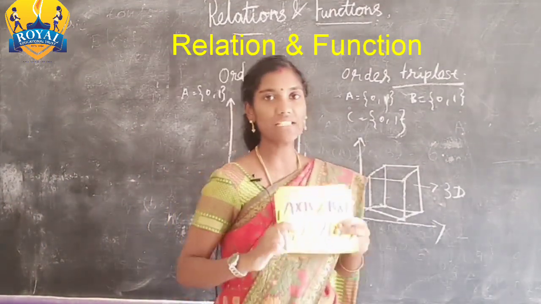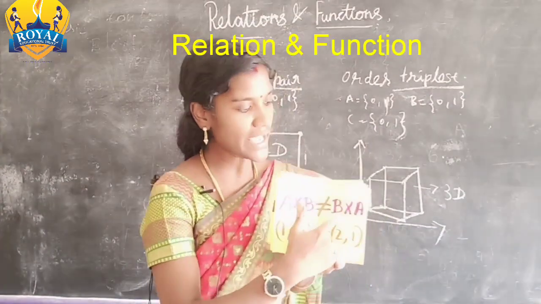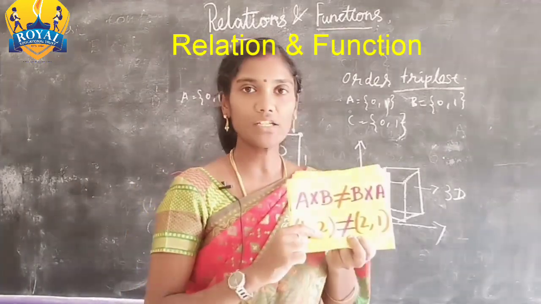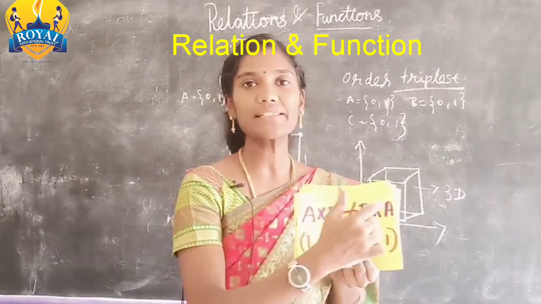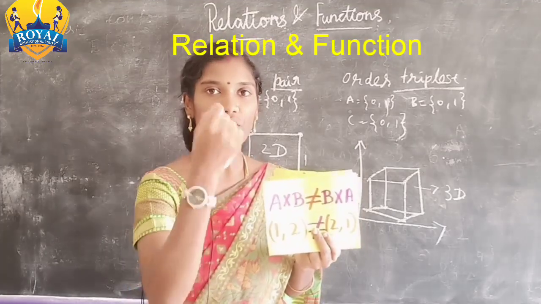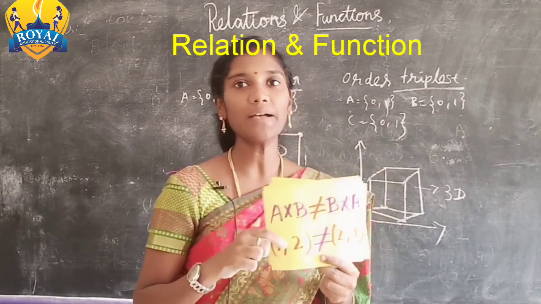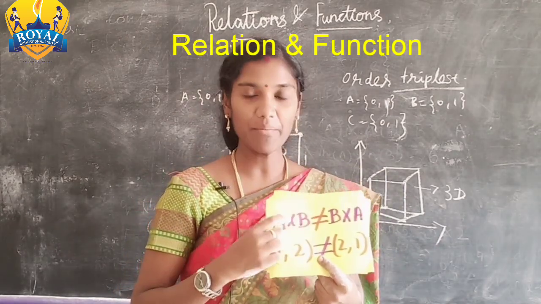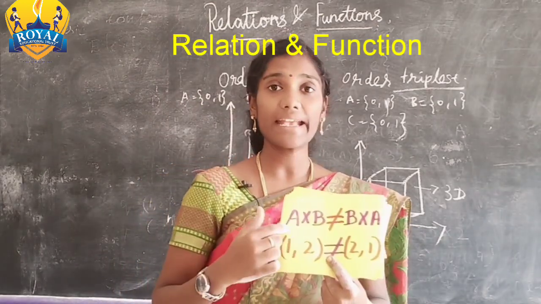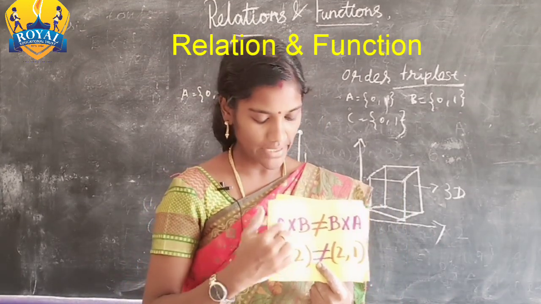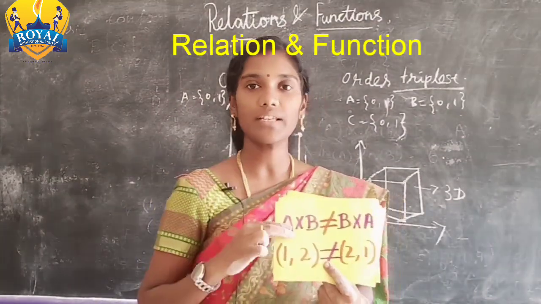So the condition we satisfy is that A cross B is not equal to B cross A. That means (1, 2) is not equal to (2, 1). Because if you change the place of the set, when you denote it in the geometrical space, the plane will change the place of the axis. If A, B, then A is on the x-axis and B is on the y-axis. If B, A, then B is on the x-axis and A is on the y-axis. So A cross B and B cross A are not equal.